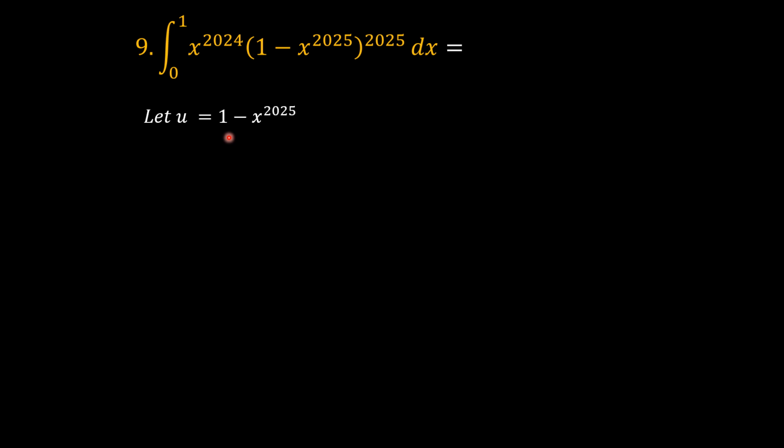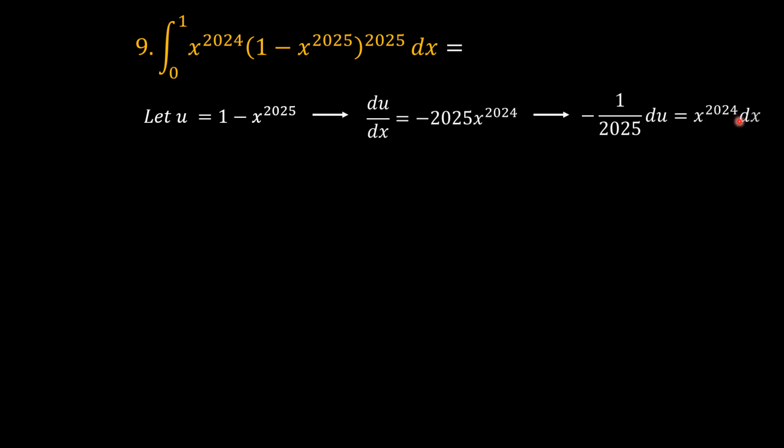So we select u equal to 1 minus x to the power 2025, which means that du dx is equal to negative 2025 times x to the power 2024. And if we divide both sides by negative 2025 and then multiply both sides by dx, we have negative 1 over 2025 du being equal to x to the power 2024 times dx. So as we can see, this part times dx can be substituted with negative 1 over 2025 du.